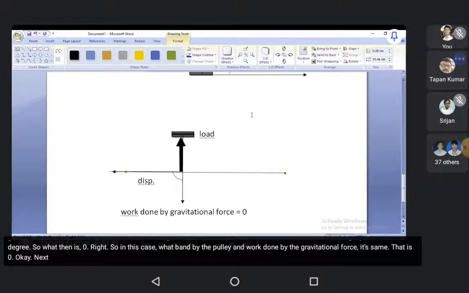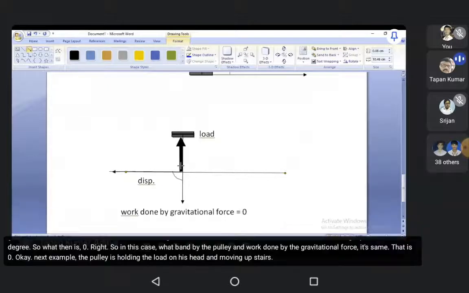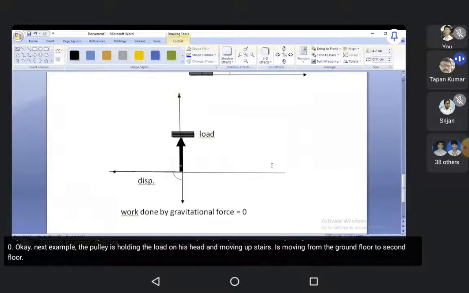Okay? Next example. The porter is holding the load on his head and moving up steps. Moving from the ground floor to second floor. Moving upstairs, carrying a load on his head. Positive, negative, 0?